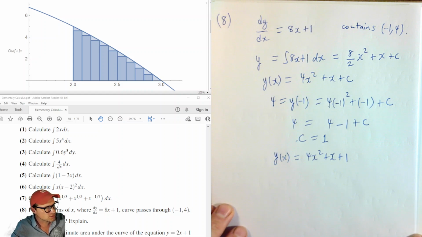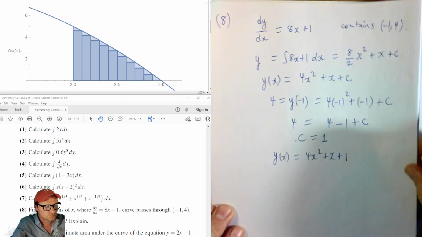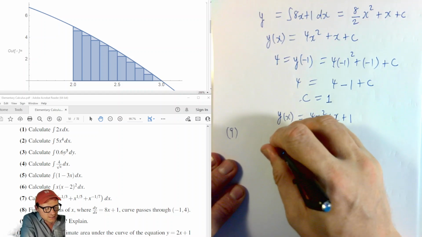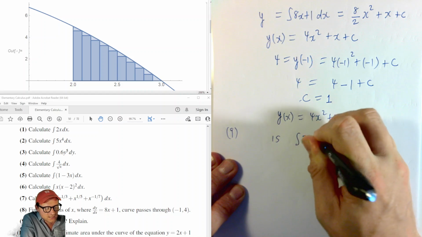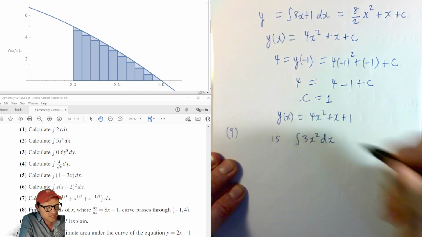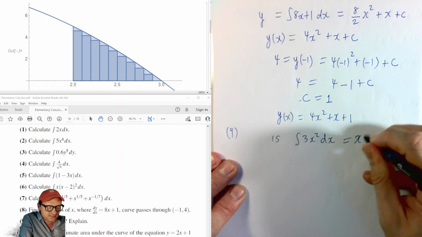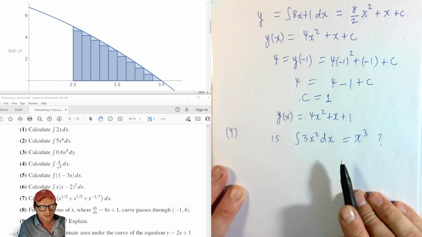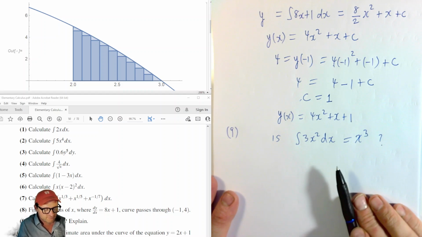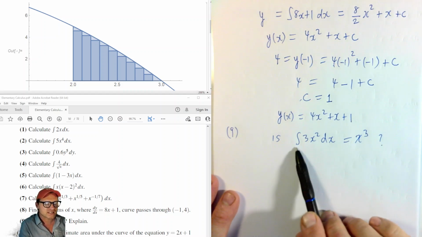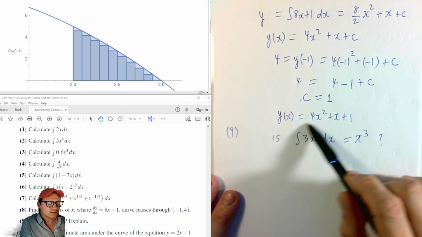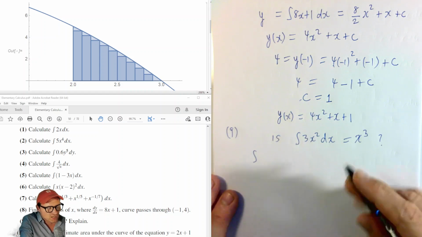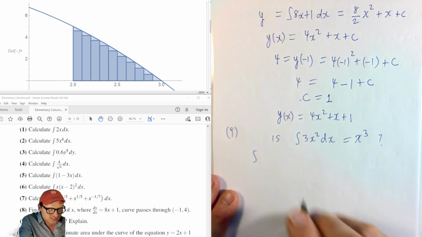Okay, let's move on to question 9. Says, is the integral of 3x squared with respect to x equal to x cubed? Well, that's only one possibility, right? Because there are infinitely many functions, uppercase F, that satisfy the integral equal to that, right? So let's integrate this. And the short answer is no, right? It's not always equal to that.